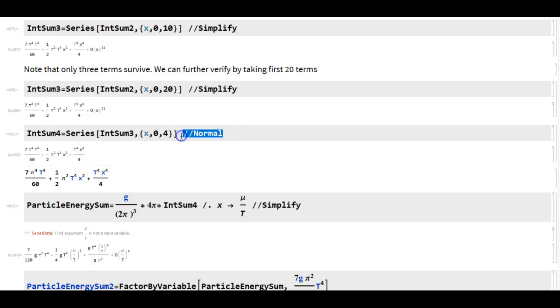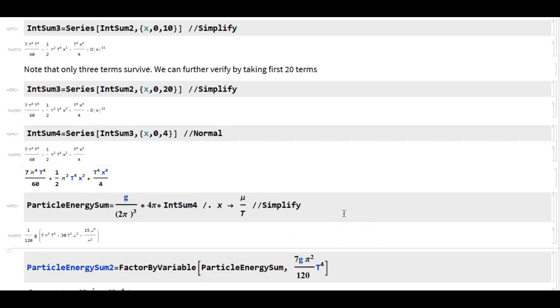If I don't say normal, you see that I'm getting this order of x to the power 5, but now I use the function normal. Now that order of x to the power 5 is gone, this is what I need. And then I would simplify, and I get this.